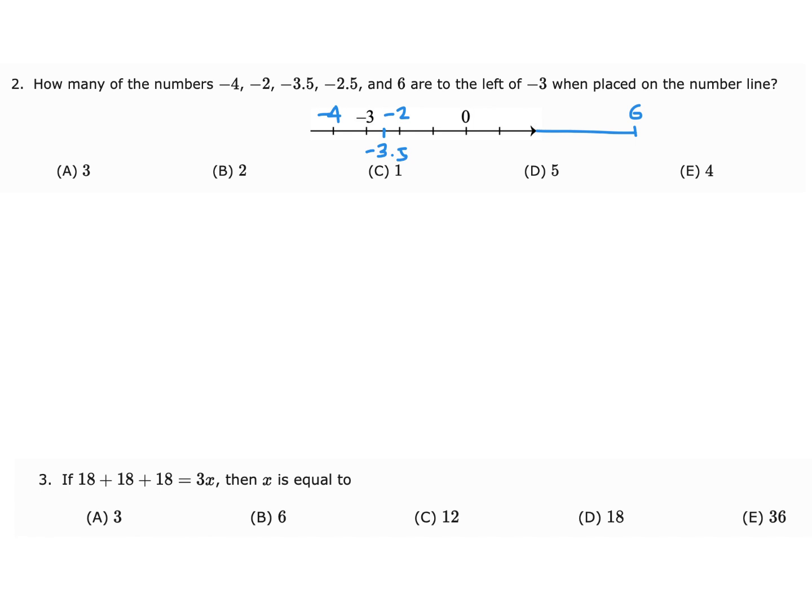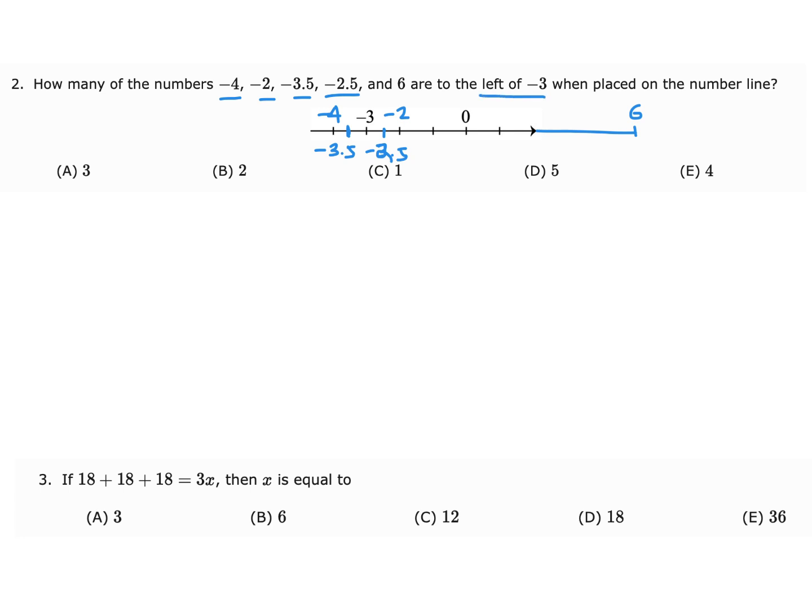Any other numbers I got to put in? Minus 4, minus 2, minus 3.5. Oh, I forgot the minus 2.5. Oh, actually, I think I labeled this incorrectly. This is the minus 2.5. That's what I think I meant to write. And then this one in here would be minus 3.5. Okay. So now we've finally got that correct.